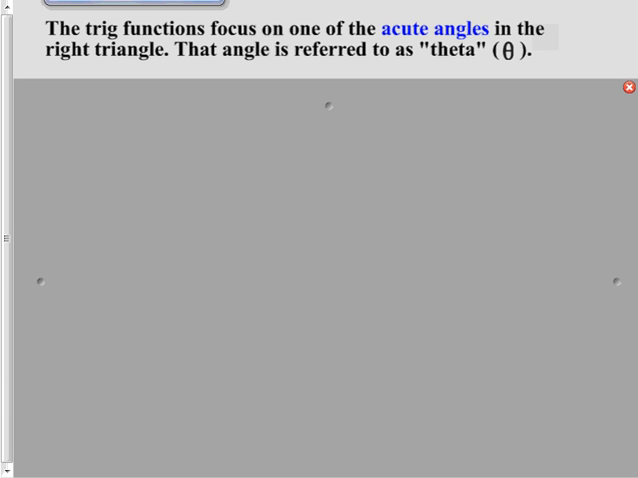Now, the acute angles in trigonometry vocabulary are referred to as theta. Theta is that little symbol that you see on the right there. Looks like a 0 with a horizontal line through it. Theta is part of the Greek alphabet, and I told you earlier this year you're going to start to see more and more letters from the Greek alphabet appearing in our mathematics, and this is just another example.